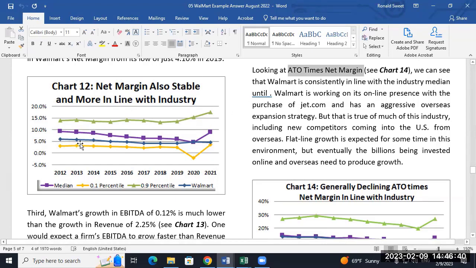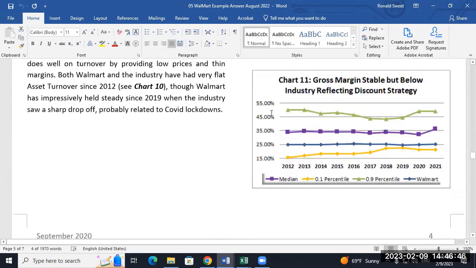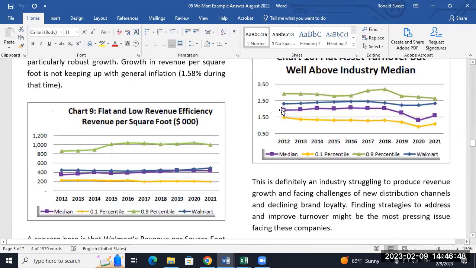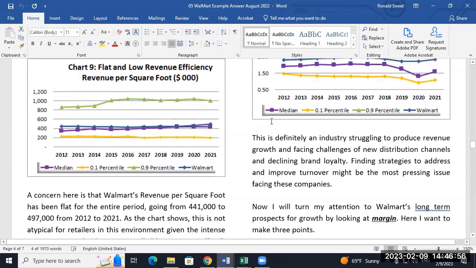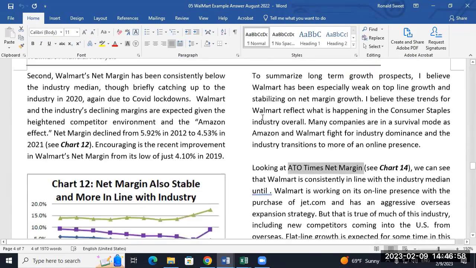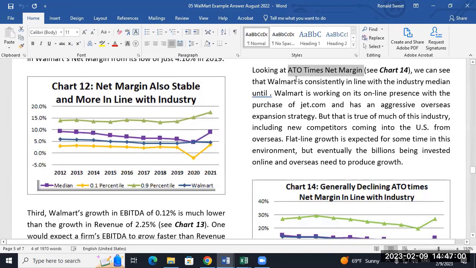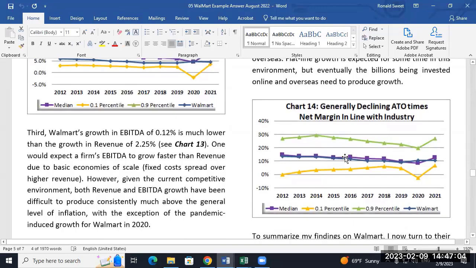So you can see Walmart's been really pretty stable on net margin, although it has declined somewhat here recently. Asset turnover is above the industry, although it has declined some here recently. So I just look at those charts and say, strong here, weak here, and I have some summary overall. We can see that Walmart is consistent and in line with the industry median on asset turnover and margin.